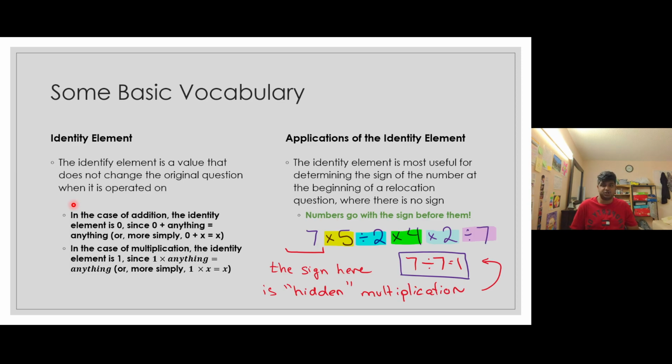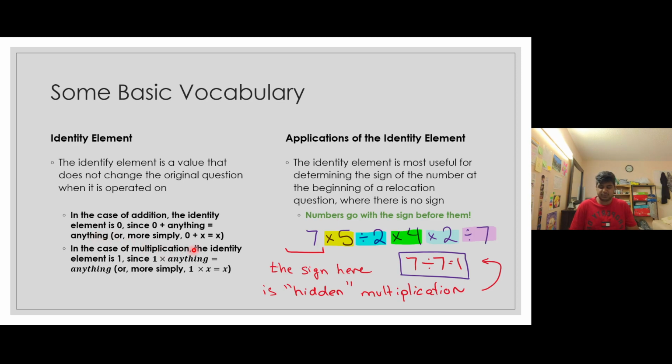Let's look at the case of addition, right? Let's say we do like 5 plus 0. I think the example here I have is 0 plus anything. But let's say we do 5 plus 0. 5 plus 0 equals 5, which means the act of adding 0 didn't do anything to 5. Hence, we say that 0, as it says right here, is the identity element of addition.